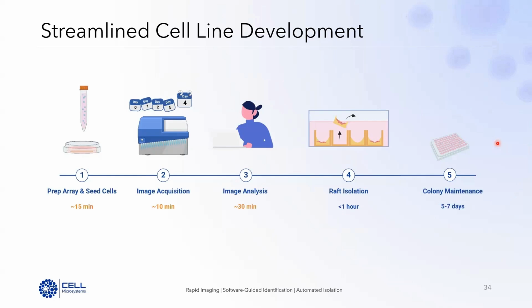And again, it's important to highlight that what we're isolating is the raft itself and not the cells. So we're actually isolating the cells that are attached to the raft, which means your cells are already past that initial single cell growth phase and will get back into log phase growth much faster.